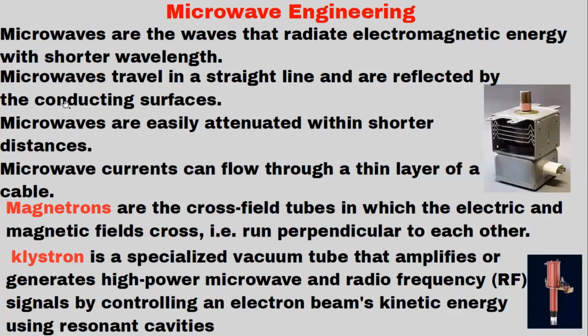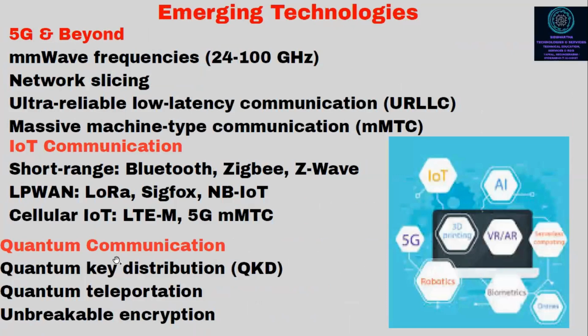Okay, so let's go to another section. Now here we'll discuss emerging technologies, the latest technologies, new technologies which are about to come or are already in the market or system now. So 5G and beyond. Now we are discussing wave frequencies, that is 24 to 100 gigahertz, very high frequency. Network slicing, ultra reliable low latency communication, massive machine type communication, that is URLLC, that is ultra reliable. Okay, so we are discussing 5G and beyond.